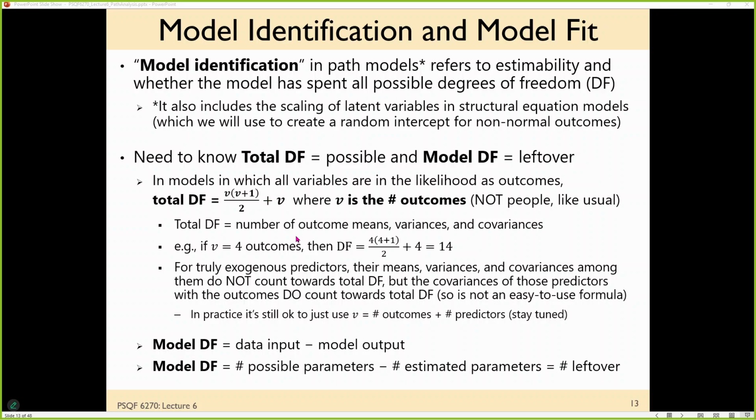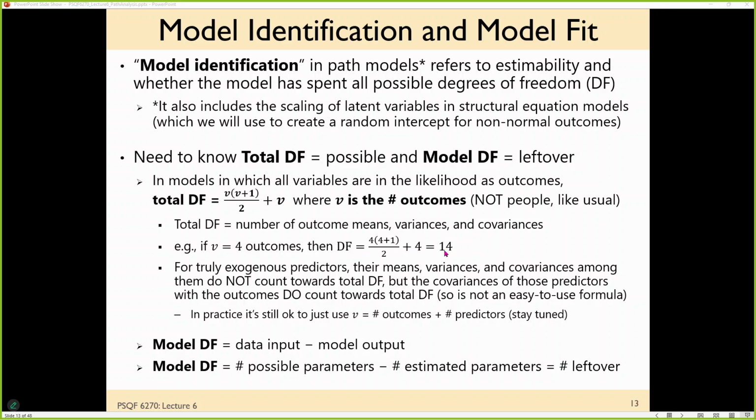So that's total. How many you spend, estimate, is then subtracted from that, and what's left is the degrees of freedom from the model. And that means how many more parameters could you have added? Sorry, can I ask you to run back over that again? Yeah. The V times V plus 1 divided by 2 is the total number of variances and covariances in the model. The next plus V again is the number of means, because there's one per variable. So means, variances, and covariances are essentially the data points that we're keeping track of how many we have.